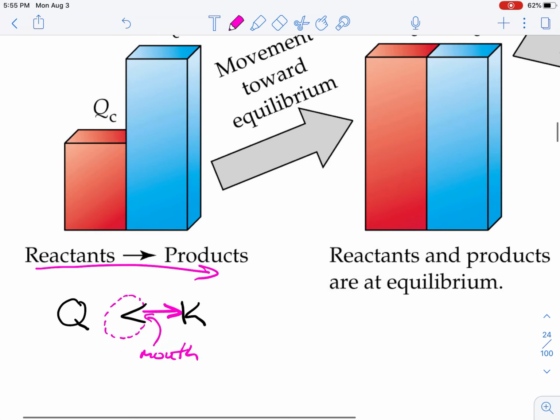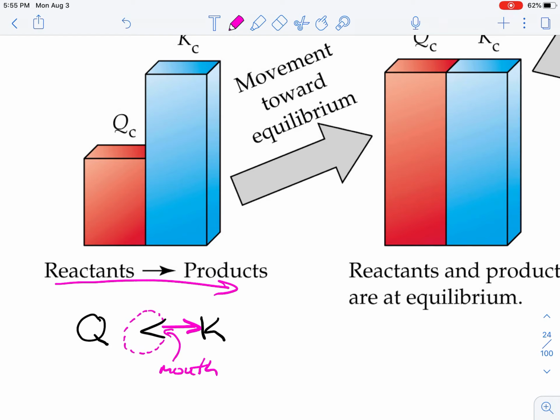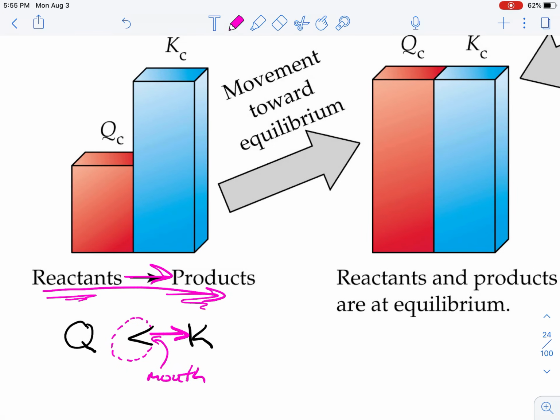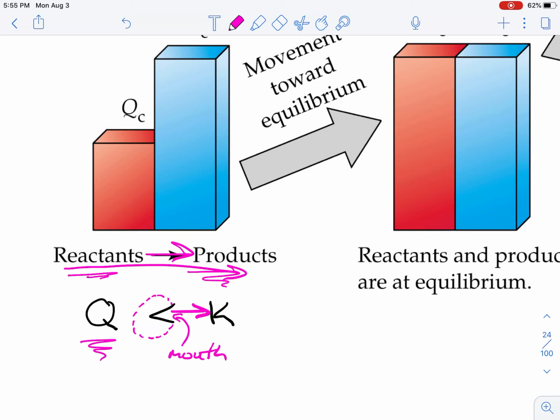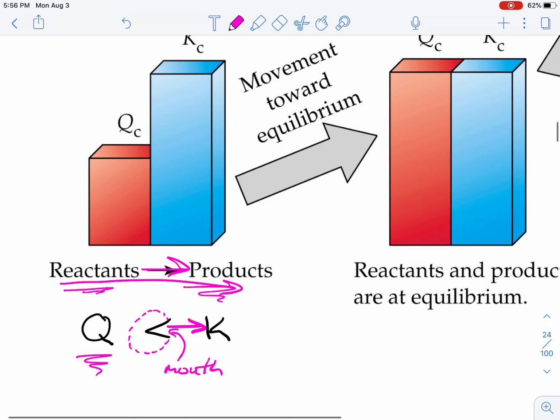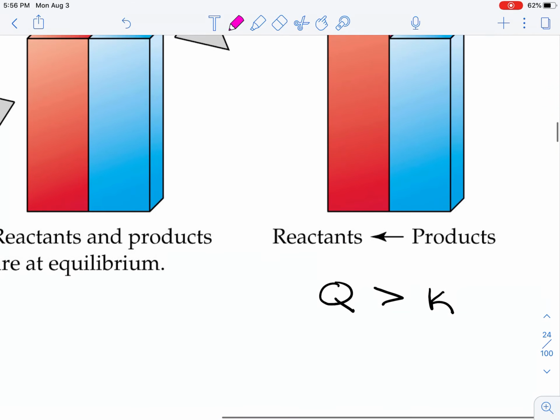Okay? And so if Q is less than K, then the reactants will be converted into products. So therefore the forward reaction will occur, will dominate so that the reaction can move towards a state of equilibrium. And I want you guys to notice that I'm always writing Q first, right? If you guys write K first, your inequality might not be consistent with what's actually happening. So it's kind of tricky.